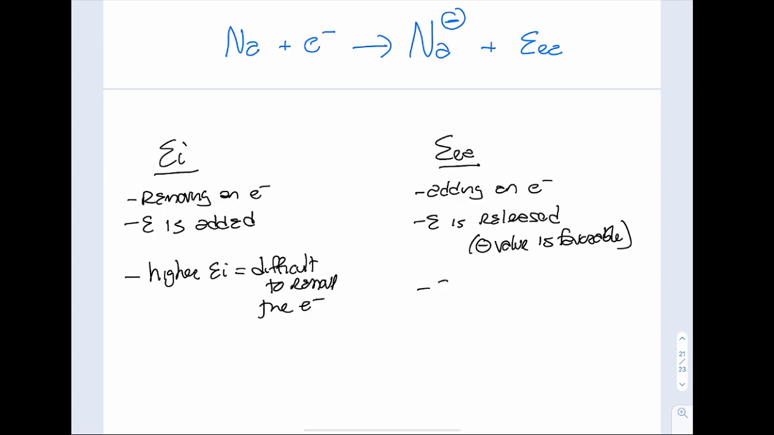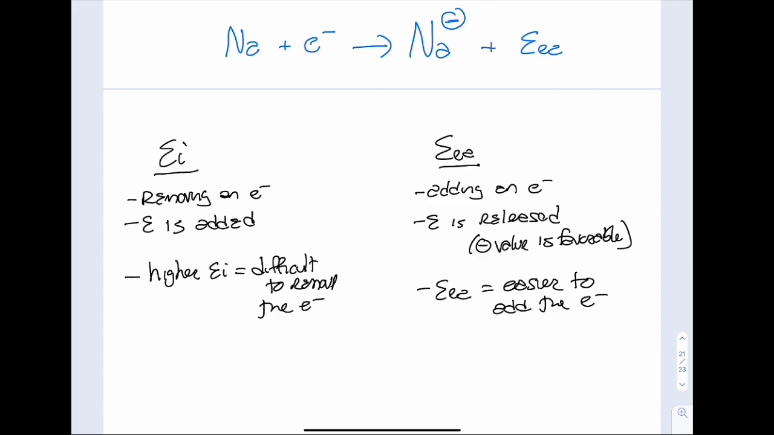If I have a high electron affinity energy, it's easy to add the electron. Because remember, we're releasing energy. Giving a lot of energy off is a good thing because we're becoming more stable. With ionization energy, we're adding energy to it, which means we're becoming less stable, right? So just be really careful. And it's not that the product is less stable, it's just that adding energy to something isn't necessarily favorable.